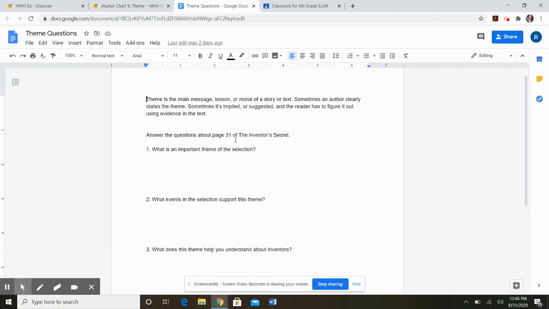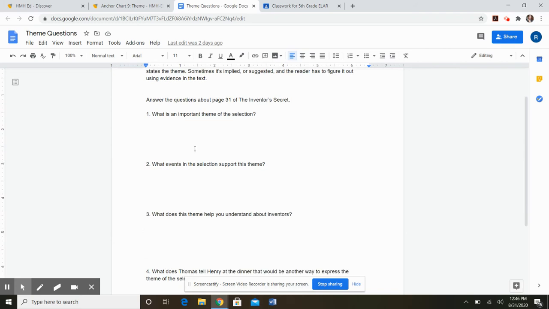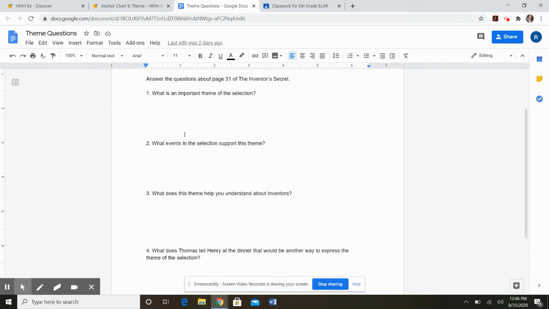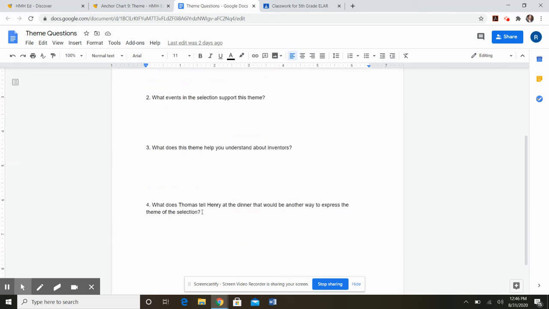Answer the questions about page 31. So these questions are going to be found on page 31. What's an important theme of the selection? What events in the selection support this theme? What does this theme help you understand about inventors? What does Thomas tell Henry at the dinner? That would be another way to express the theme of the selection.